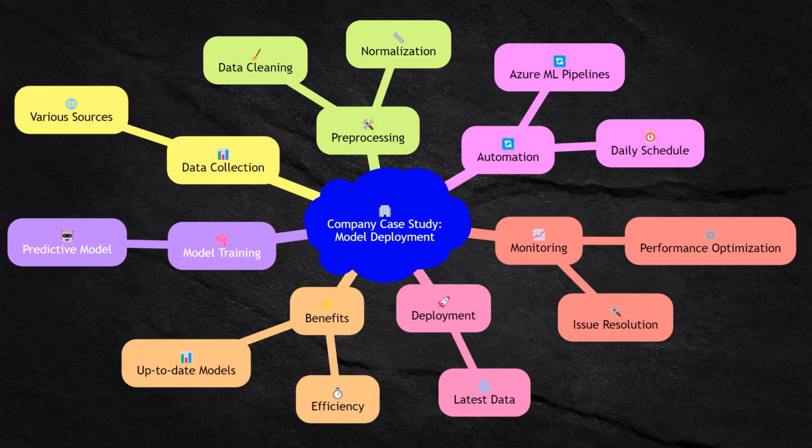Let's consider a real-world case study of a company using pipelines for model deployment. The company collects data from various sources, pre-processes it, and trains a predictive model. Using Azure ML pipelines, they automate the entire workflow, from data ingestion to model deployment. The pipeline is scheduled to run daily, ensuring that the model is always trained on the latest data. By monitoring the pipeline, the company can quickly address any issues and optimize performance. This case study highlights the practical benefits of using pipelines for model deployment.